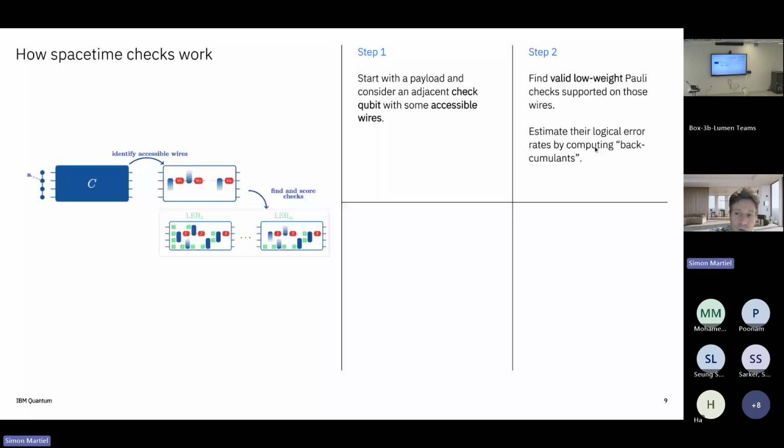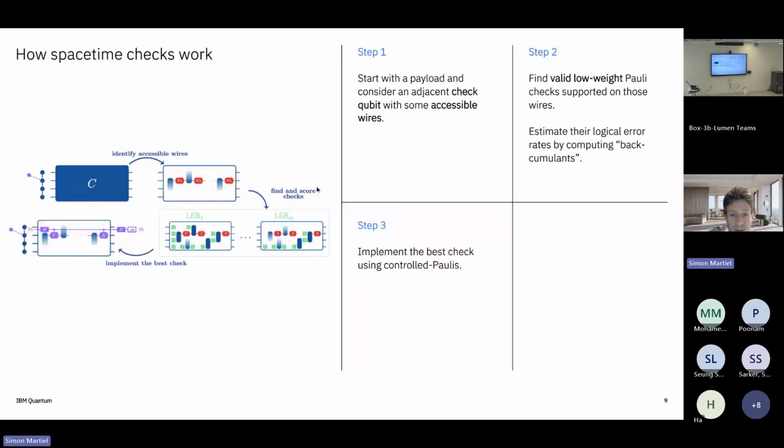On top of that, I can also estimate how using this check will improve the error rate of my payload. Maybe some checks are really good, and some other checks are really bad. Some checks are, for instance, inserting more errors than they can detect, so we want to discard them, but some other checks are catching a lot of errors, so we want to use those. And this we can do. Then once we have the best check we could find, we can allocate this extra ancilla and implement the check by preparing the qubit in the plus state and doing the controlled Paulis corresponding to each of the Paulis we found at the previous stage, and then measure the qubit in the diagonal basis.